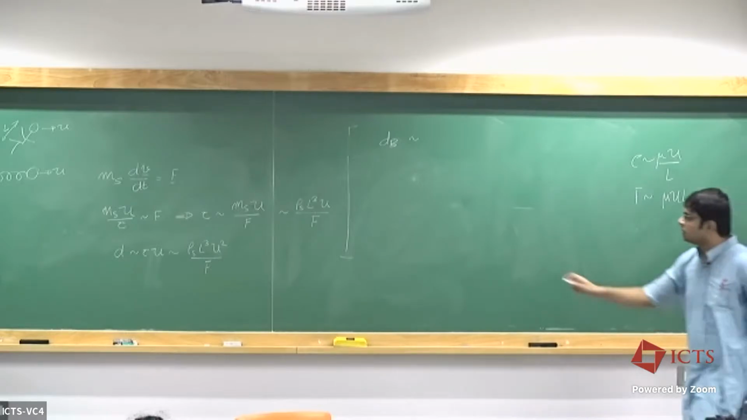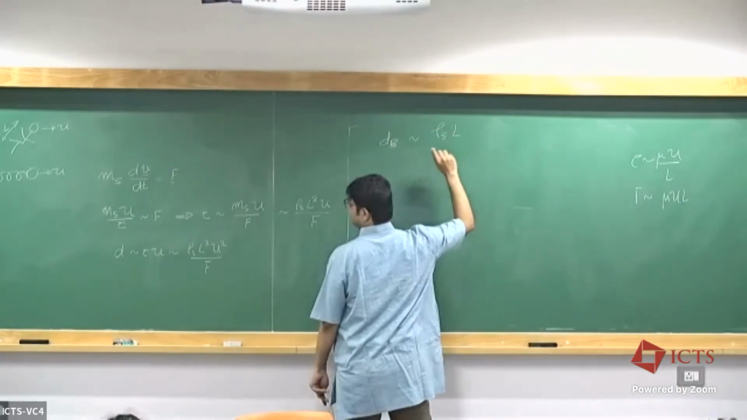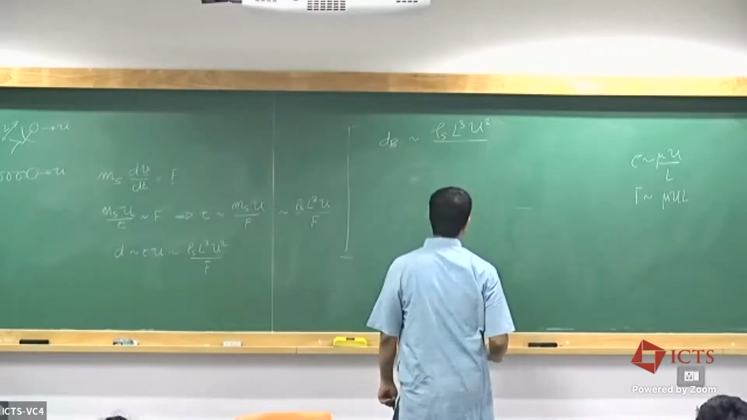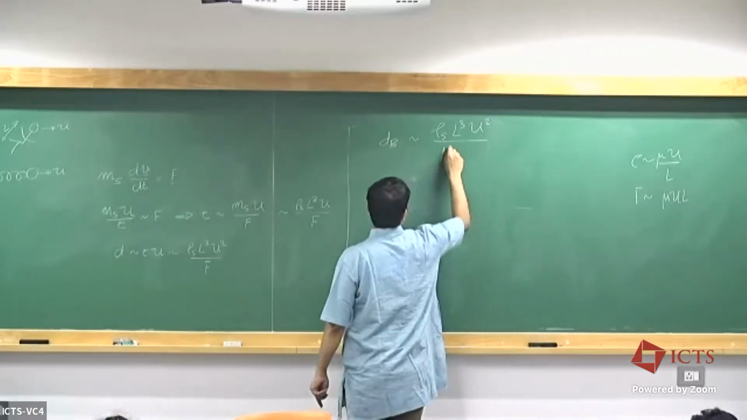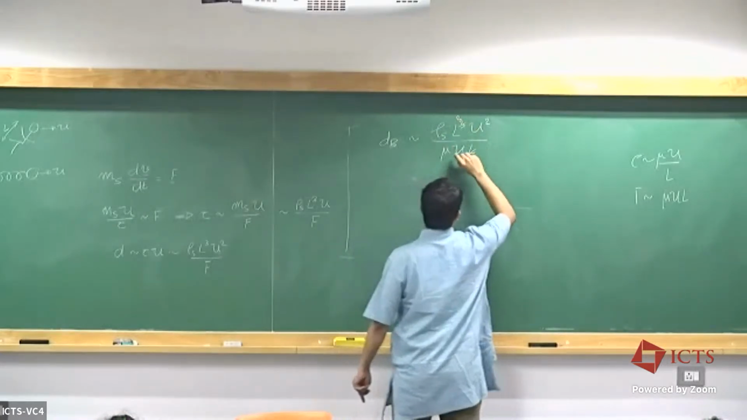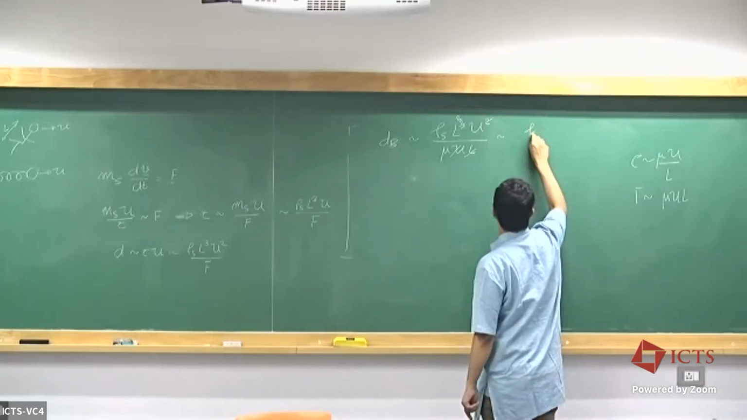Okay. So what is d for the bacterium? Well, it is rho_s L cubed u squared over mu u L. I can cancel, this becomes u squared. So then I can write this as this.